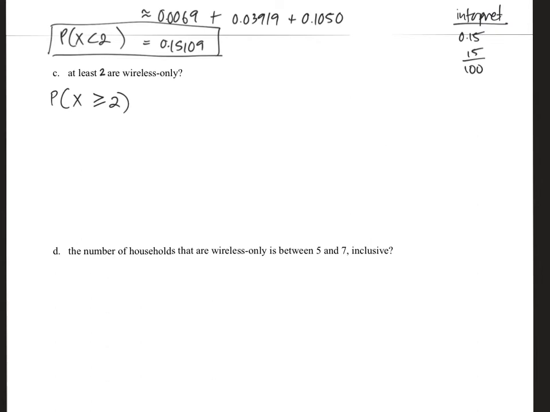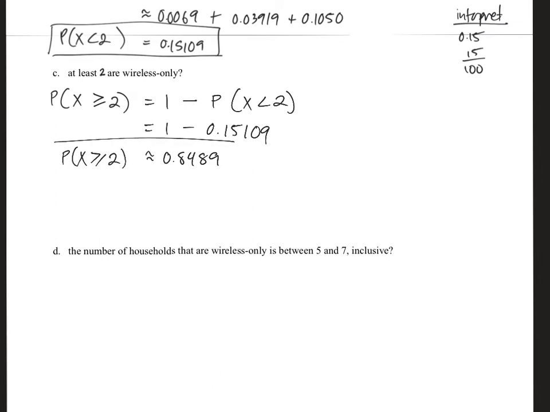So once things start getting really big like this, a certain concept should come to mind. And that would be the complement rule. So this is going to be 1 minus the probability of the exact opposite, which is x less than 2. And what do you know? We already found that right there. So that would be 1 minus 0.15109. And that comes out to about 0.8489. So the probability of x being greater than or equal to 2 is right there. And once again, if I wanted to interpret this, I would go ahead and round this out to about, let's say it looks like 85 out of 100.